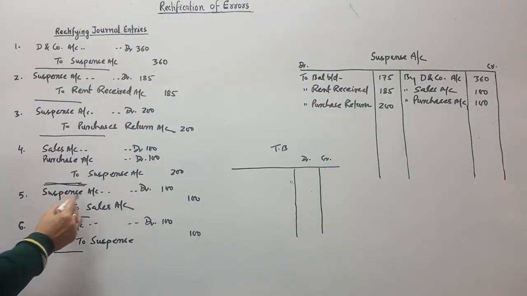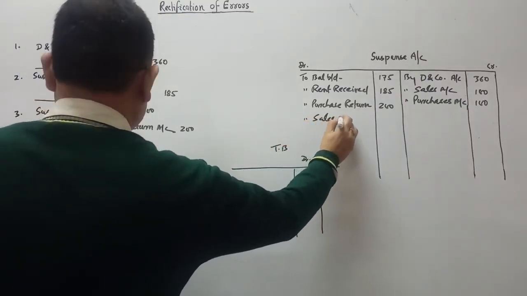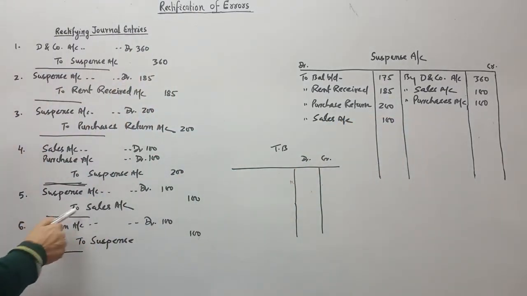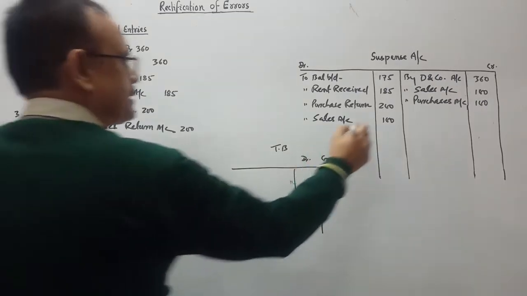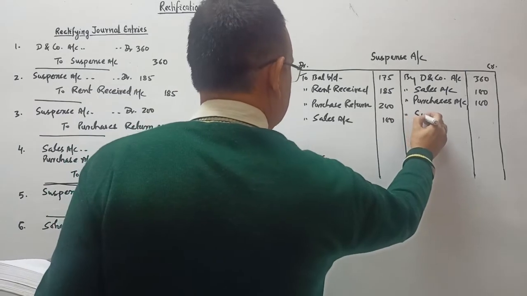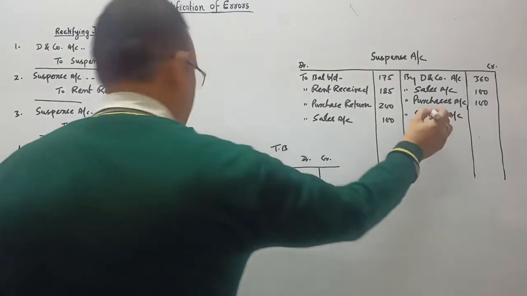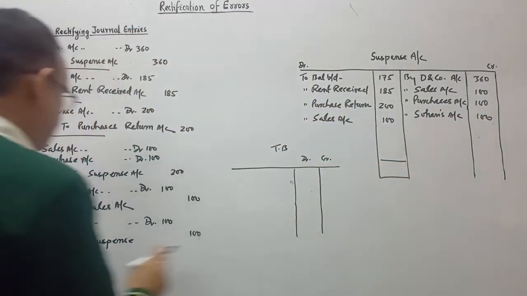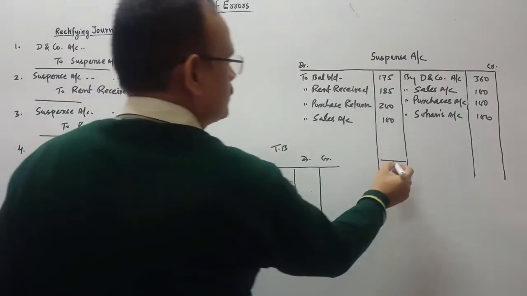Now come to the next. Sales, suspense is on debit, so debit side to sales account, 100 rupees. Suspense is on credit, so credit side to by Sohan's account, it is 100. Is it clear? Now we'll do the total.